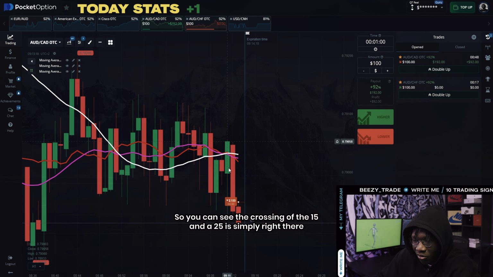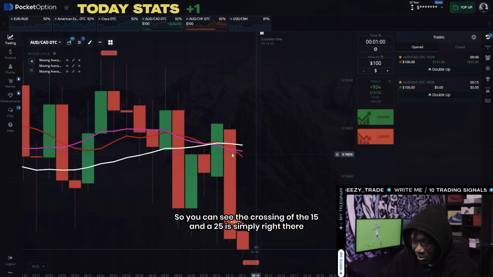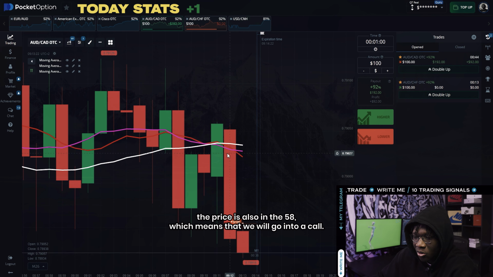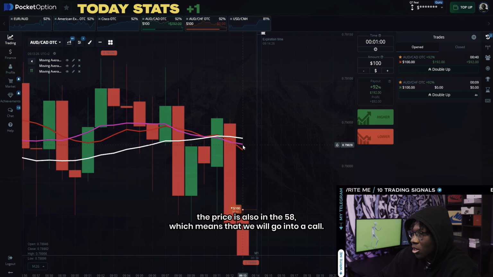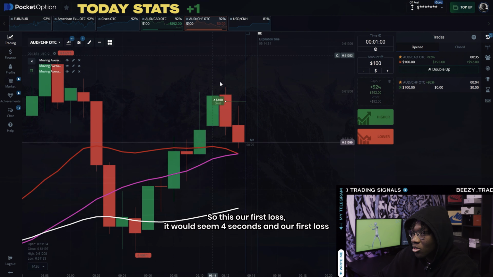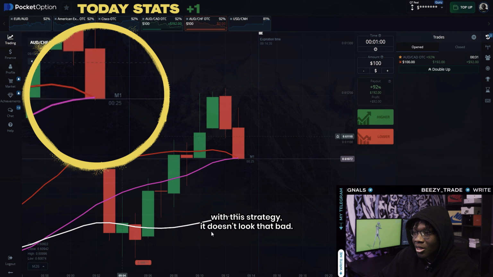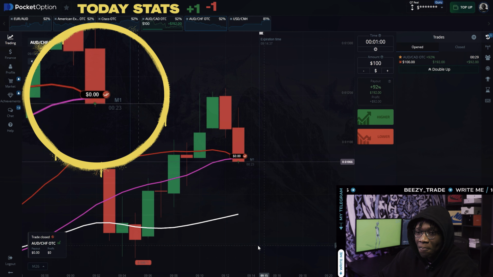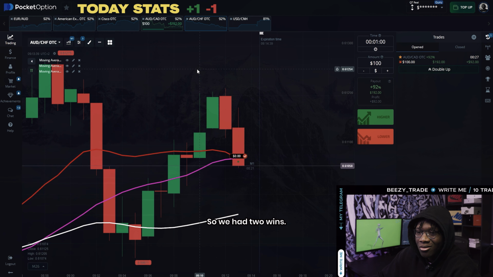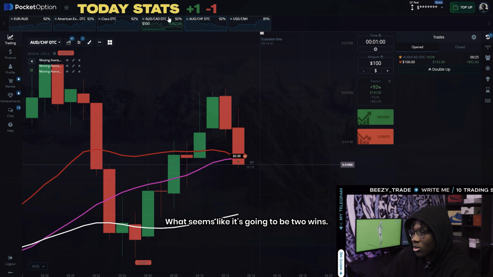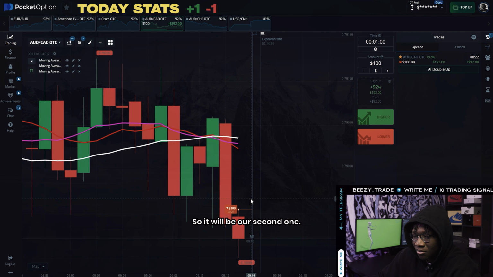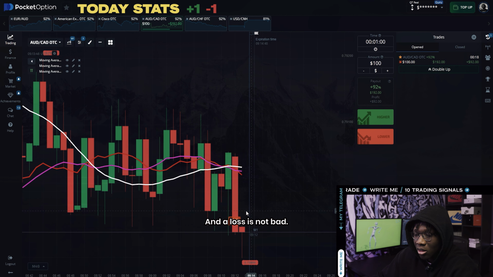So we can see the crossing of the 15 and the 25 SMA right there, and we can see the price is also above the 50 SMA, which means that we will go into a call. So this is our first loss, it would seem, with 4 seconds left. Our first loss with this strategy. It doesn't look that bad. So we had 2 wins, what seems like it's going to be 2 wins, so probably will be our second win, and 1 loss. It's not bad.